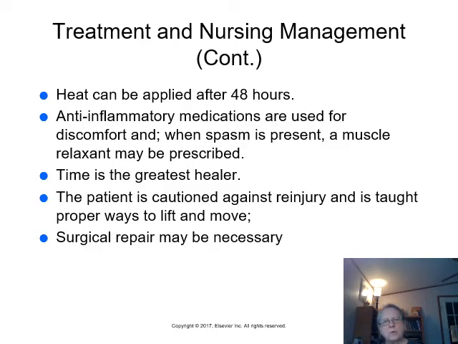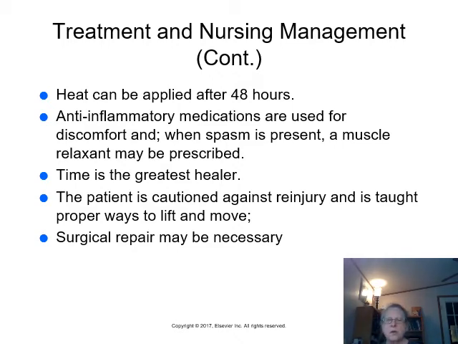Next, continuing on with our treatment, we are going to use heat, usually after 48 hours. Heat allows the muscles to improve the perfusion, getting more oxygen and nutrients to that area, and improves the healing time as well. Once again, we're going to use anti-inflammatory medications for pain, and for muscle spasms if they're present, you may use muscle relaxers. Once again, that will be up to the doctor to prescribe.